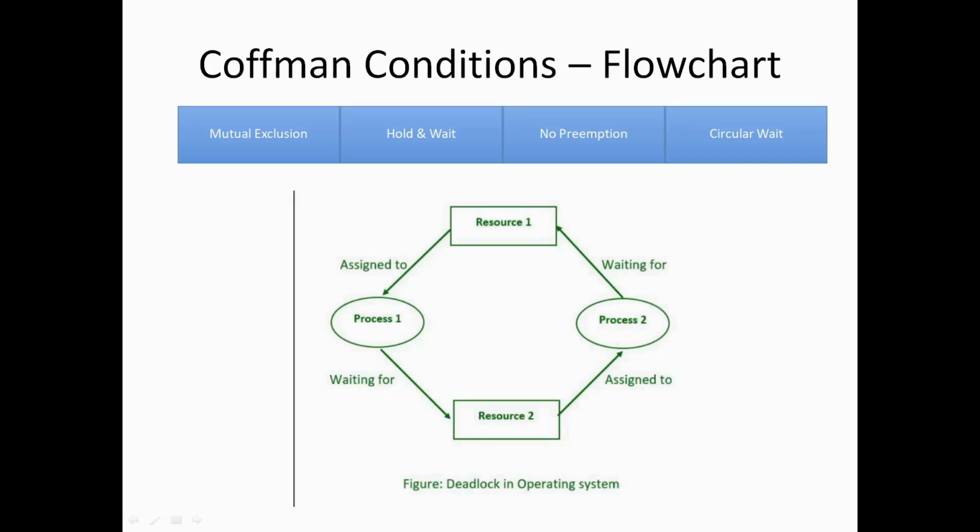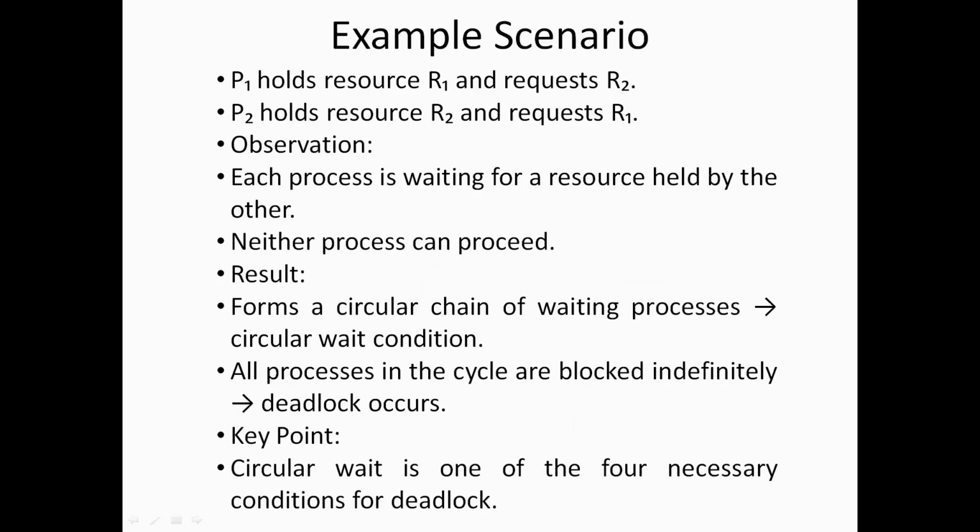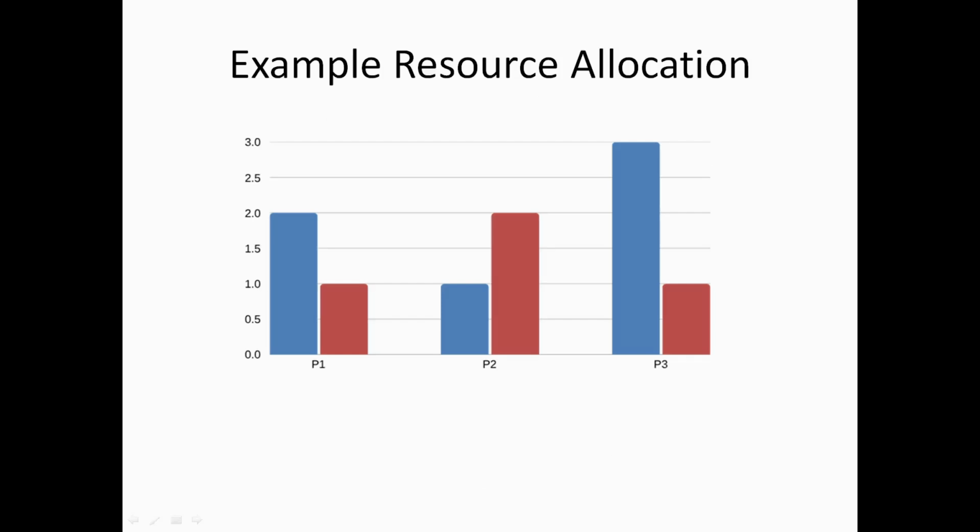In this example scenario, we can see that P1 holds resource R1 and requests R2, and vice versa, P2 holds resource R2 and requests R1. So the observation is that each process is waiting for a resource held by the other, so neither can proceed. As a result, it forms a circular chain of waiting processes, which finally leads to a definite condition of deadlock. Similarly, here is an example visualized by a graph for processes like P1, P2, and P3.